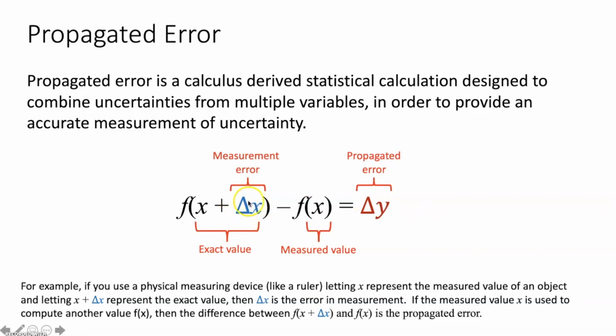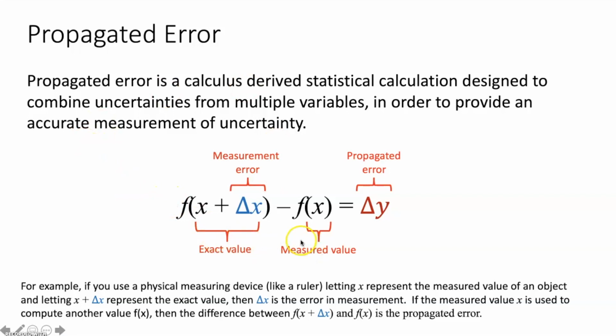That error in your measurement we're going to call delta x, meaning that the exact measurement of that object would be x, whatever you got, plus the error in your measurement, delta x. So that's the exact measurement of your object, whereas x is just what you got. Now, oftentimes when you measure an object, you're going to use that measurement to calculate something else, like the surface area or the volume of something. When you do that, your new value is going to be f of x. That's what you get when you use your measured value to calculate something else. Now, the exact value of that volume or surface area is going to be f of x plus delta x when you plug in the exact value of that measured object.